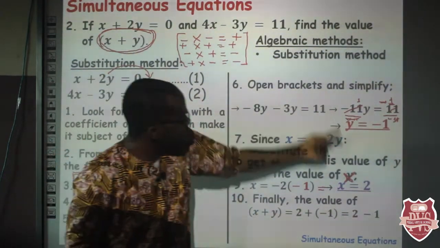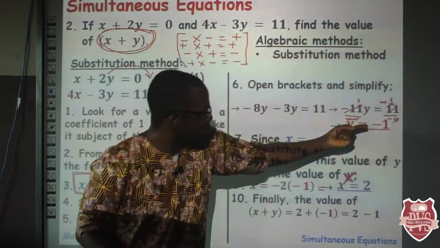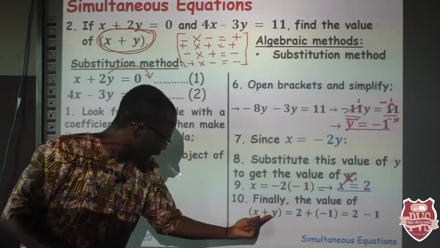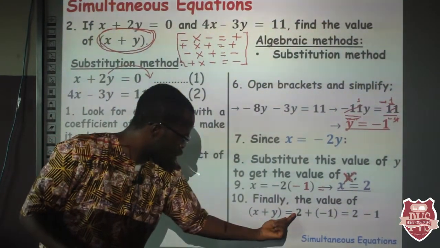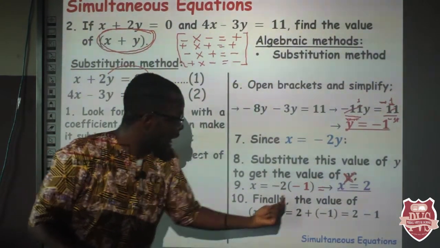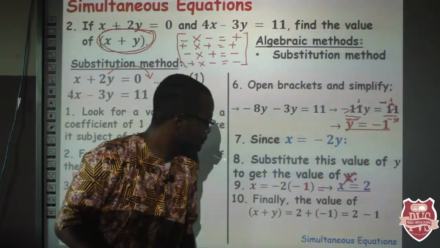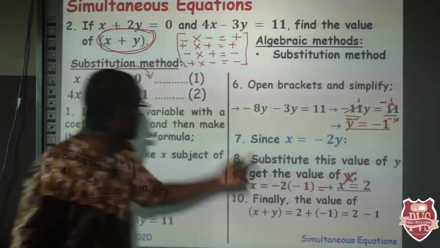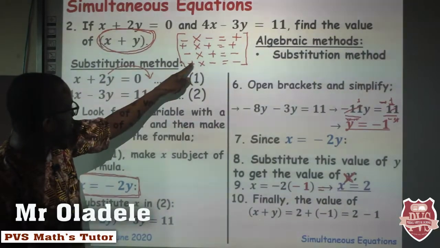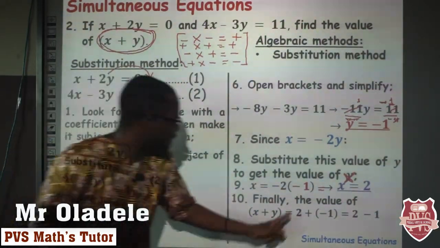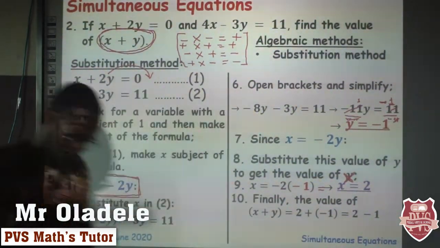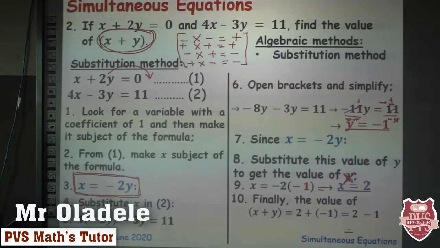Now we have the value of x, which is 2, and the value of y, which is minus 1. So x plus y will simply be 2 plus y, which is minus 1. Okay, so plus times minus, remember from our golden rule again, plus times minus gives you minus. So you have 2 minus 1. And 2 minus 1 is simply 1.